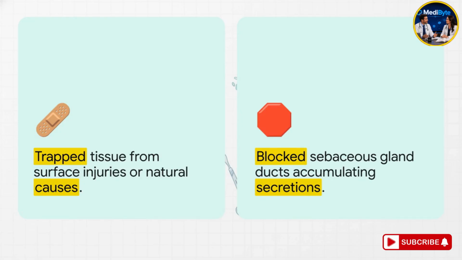Epidermal cysts, on the other hand, have a totally different mechanism. They develop when the ducts leading to those sebaceous glands simply become blocked. The glands just keep doing their job, producing oil, but with absolutely nowhere to go, those secretions accumulate right under the skin's surface.